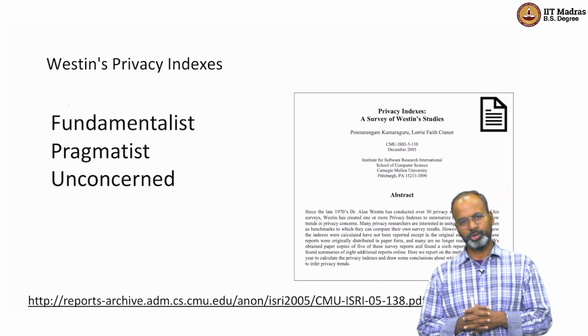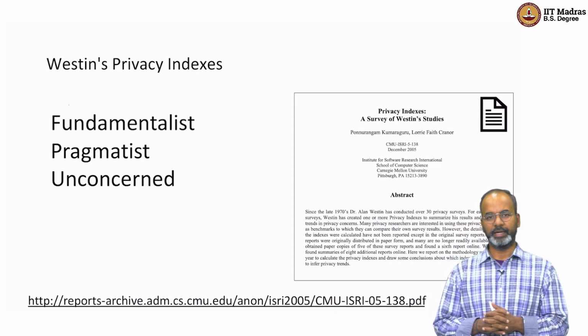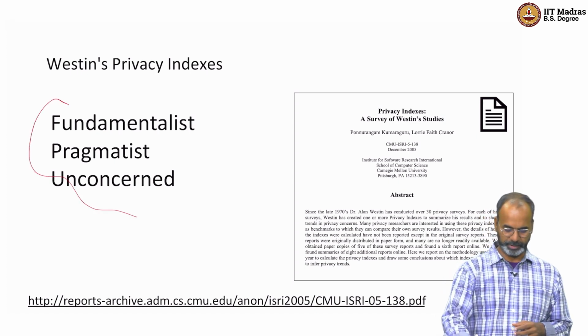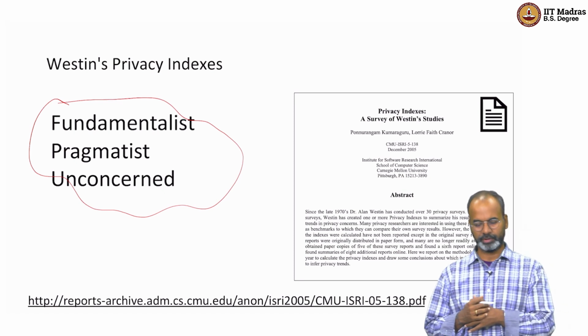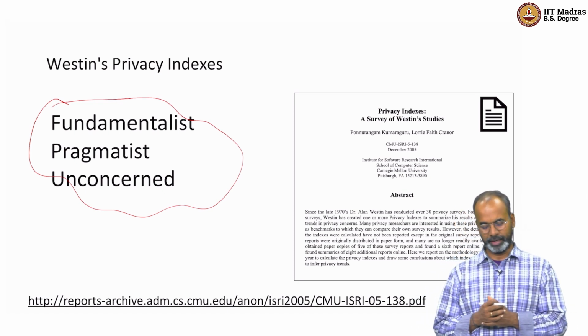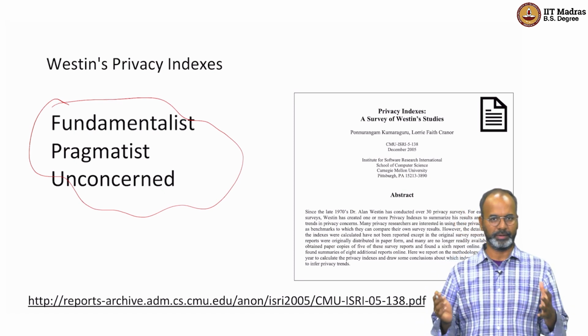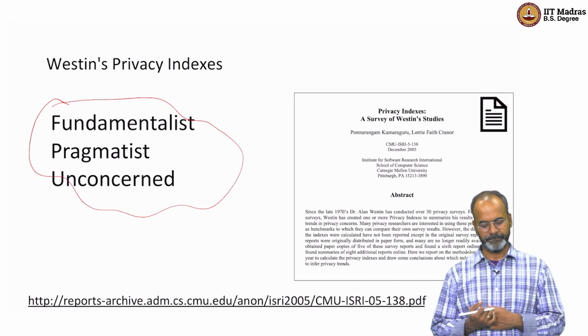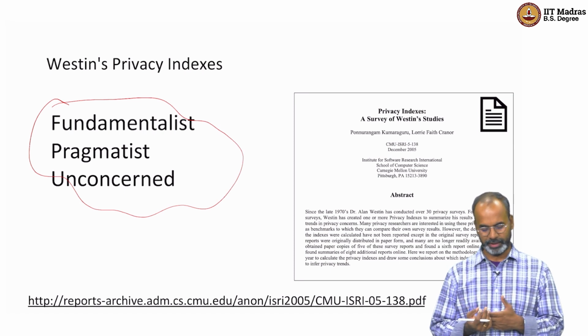Then Westin went on to create something called privacy indices, which define three sets of categories of users in the US. He did data collection for many, many years and put the classification as fundamentalist, pragmatist, and unconcerned. I will define what these categories are.